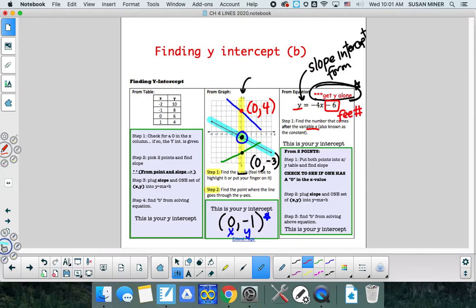Or we said it was phi, or a starting amount, right? That number over there, the one not paired with my x, that's my y-intercept. So from an equation and from a graph, it's fairly easy to determine what my y-intercept is.